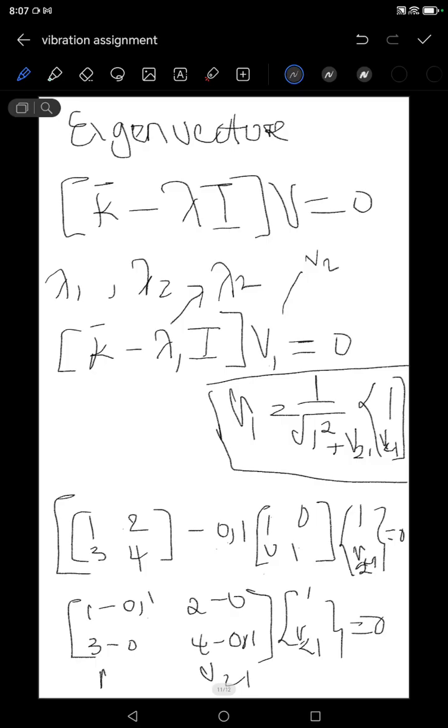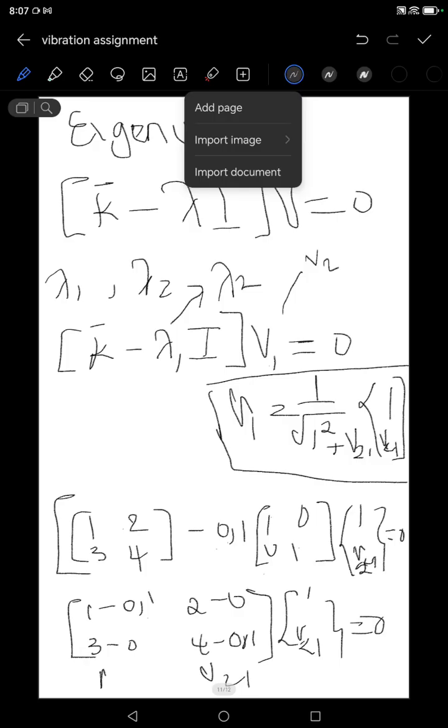We use the formulas. We're going to use V1 and V2. After that, we're also going to determine the modal matrix and the spectral matrix. So the formula to determine this modal matrix and spectral matrix.